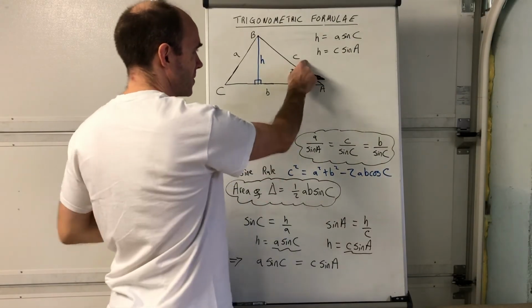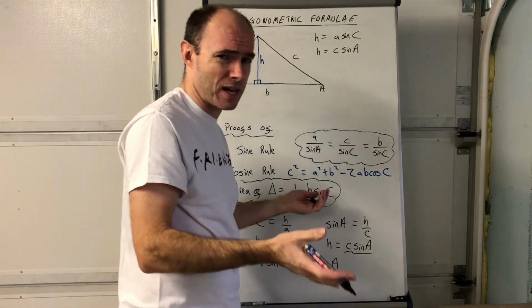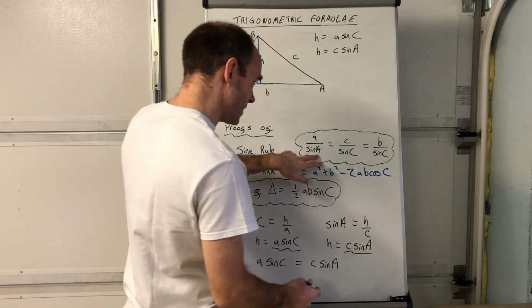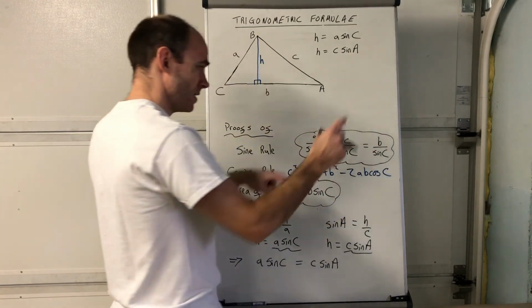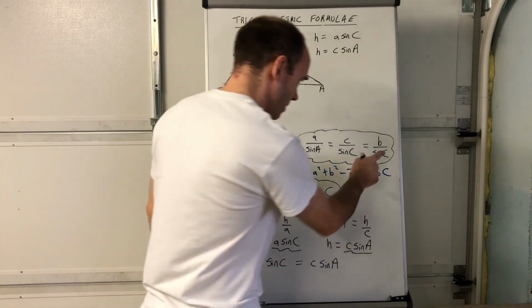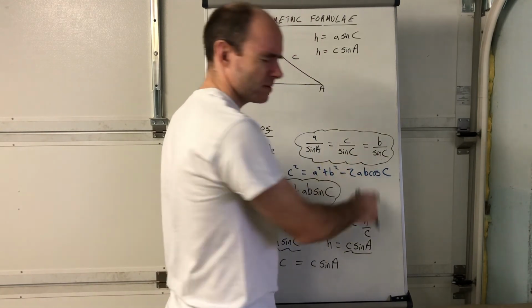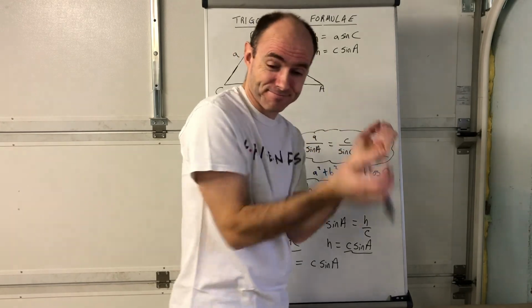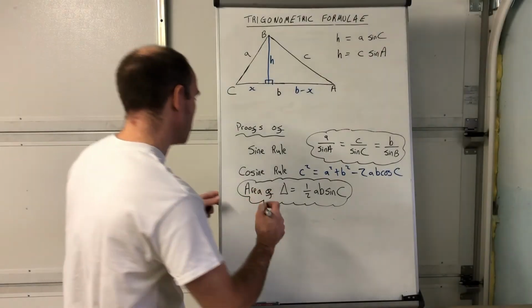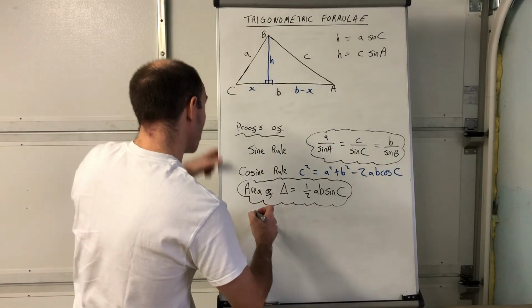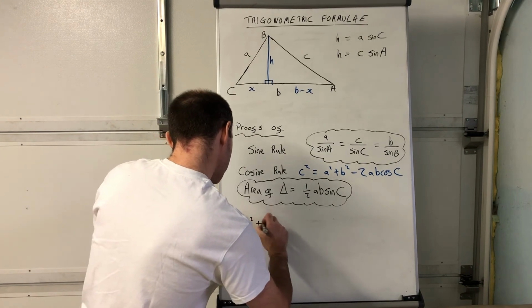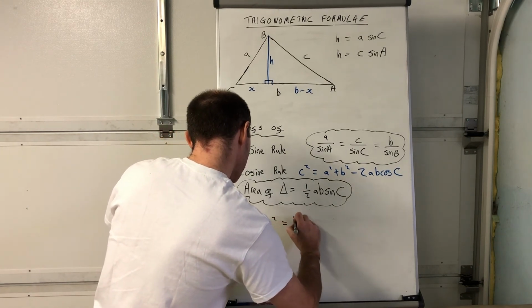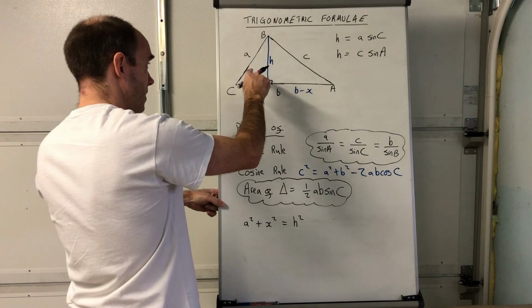Which means swapping those two. Left order is just swapping the labelling around, and then I'd have a over sine A equals b over sine B. So this one here, we've got a squared plus x squared is equal to h squared.